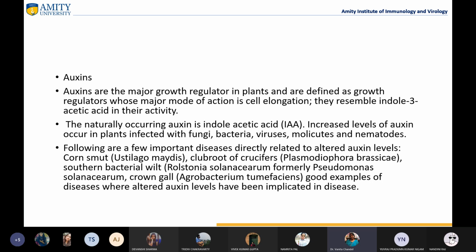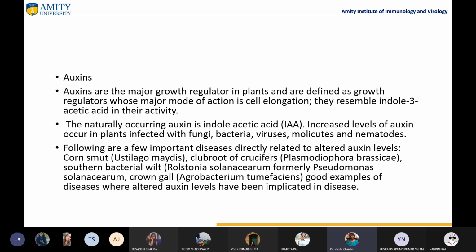The naturally occurring auxin is indole acetic acid, or IAA. Increased levels of auxin occur in plants which are infected with fungi, bacteria, viruses, mollicutes, or nematodes. It has been reported that more auxin is released when these pathogens are infecting the particular plant, right?